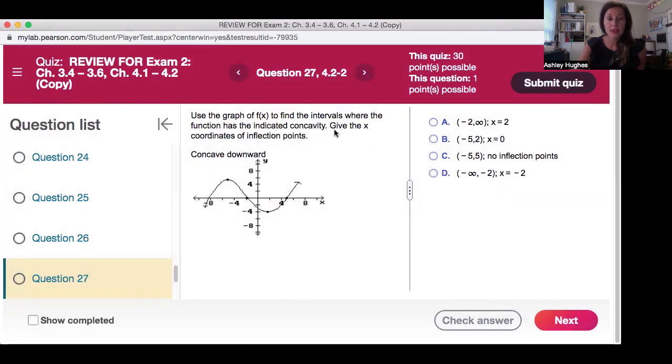And again, this is F. Now concave down would be where it's frowny face. So frowny face from here to here. So negative infinity to -2. So this one.